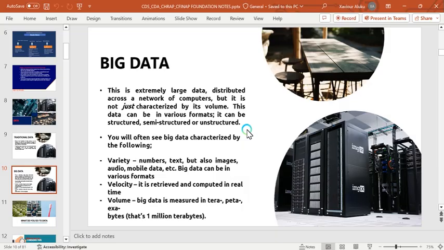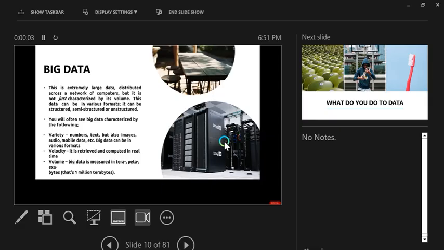My question was on velocity. I would just request an explanation of this: it's retrieved and computed in real time. Does it mean information that is able to be collected, but is computable also? Is that what velocity means? Can you respond on that?